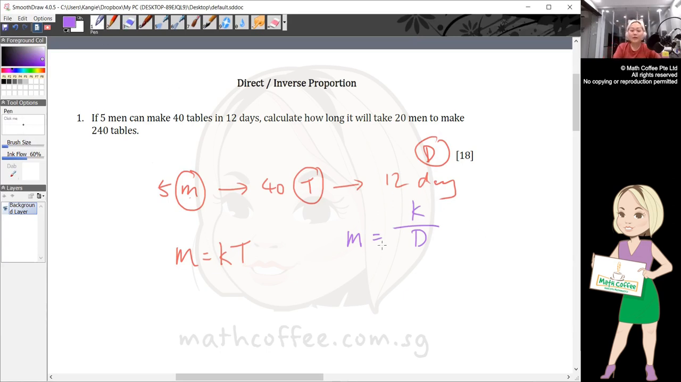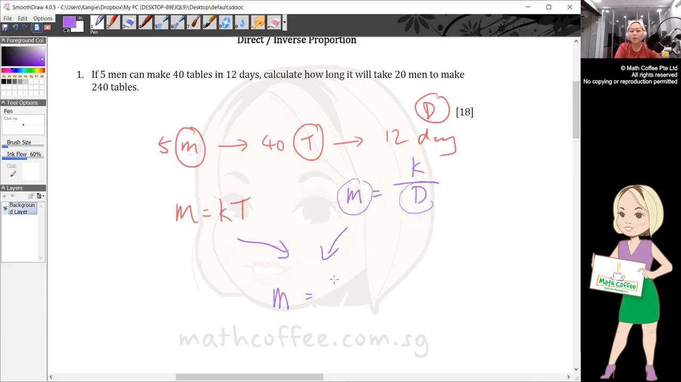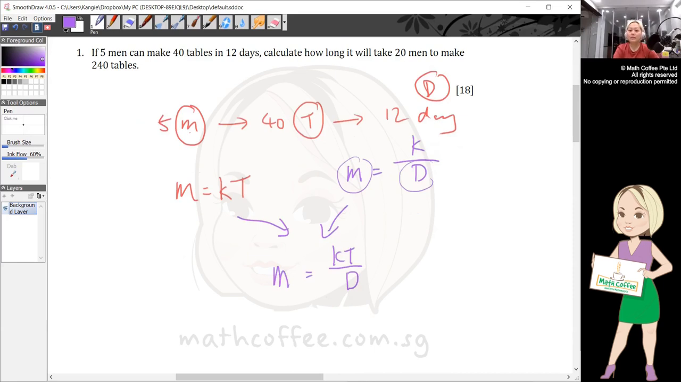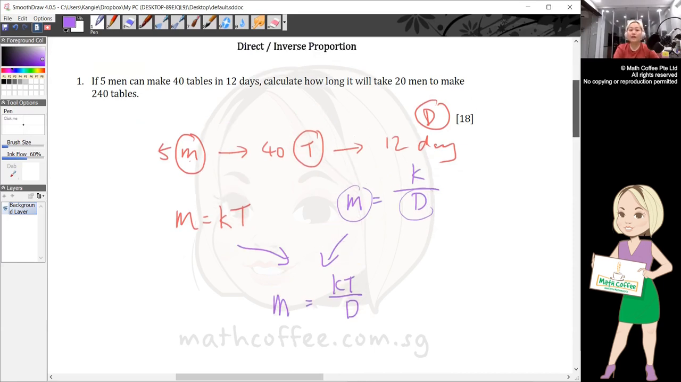So we realize that M and D are inversely proportional. So when it's inverse, the K should be at the top. Now you need to combine these three variables together. You will say M equals KT over D. Next, of course, K is a constant, which means it's a fixed number. So you need to find out what your K is.